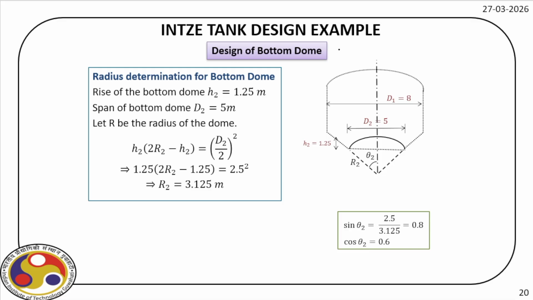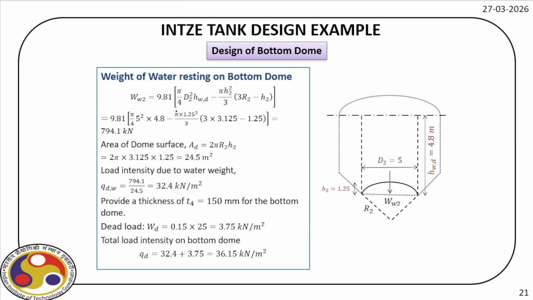Now we have to design the bottom dome. For that, again, we already know the rise for the bottom dome is 1.25 meter, which is already specified. Span D2, again it is specified, which is 5 meter. So R radius we can find out, R2 actually here, for this bottom dome, which is 3.125 meter. The same way we did for the top dome, we repeat the same exercise. Now from the geometry we can evaluate theta 2, and from that we can calculate sine of theta 2 and cosine of theta 2. Sine of theta 2 is 0.8 and cosine of theta 2 is 0.6.